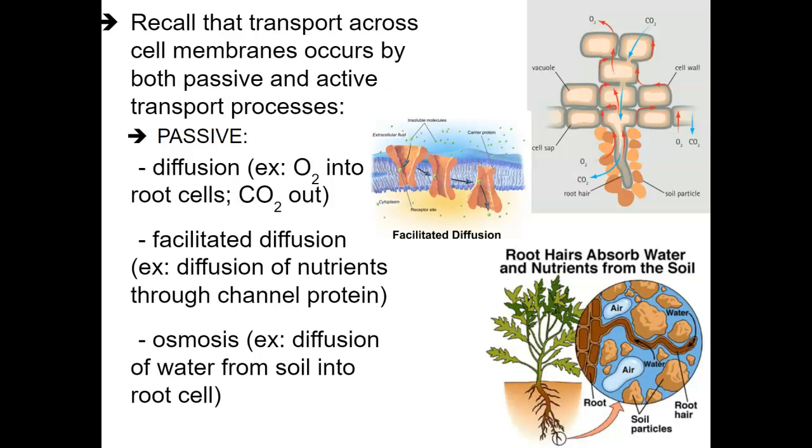In facilitated diffusion, molecules are still being moved from high concentration to low concentration, but they can't go straight through the lipid bilayer. This is what makes it different from simple diffusion. In facilitated diffusion, it has to go through a protein channel. This is because the molecule is either too big and or too charged to go through the lipid bilayer. So a protein channel facilitates the movement of this molecule from high concentration to low concentration.